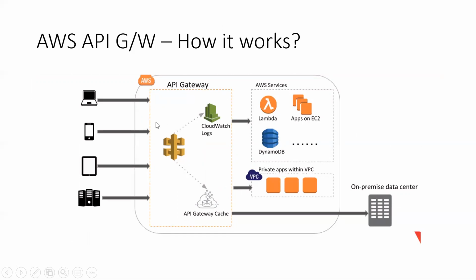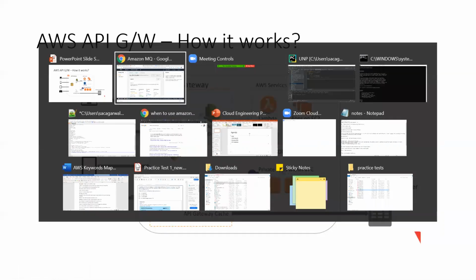They can create the API Gateway and send out the logs and these things to CloudWatch logs or to the API Gateway cache. We have a demonstration for this, where we'll see how it actually works.